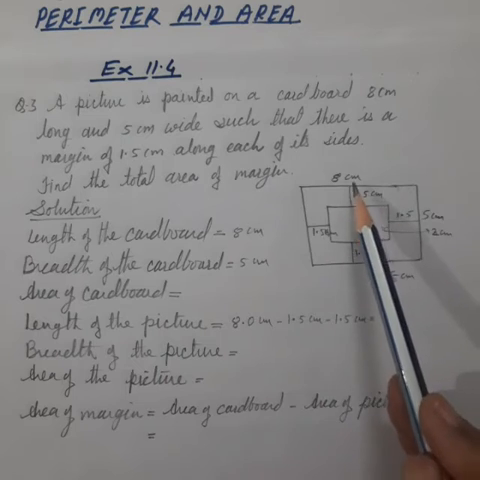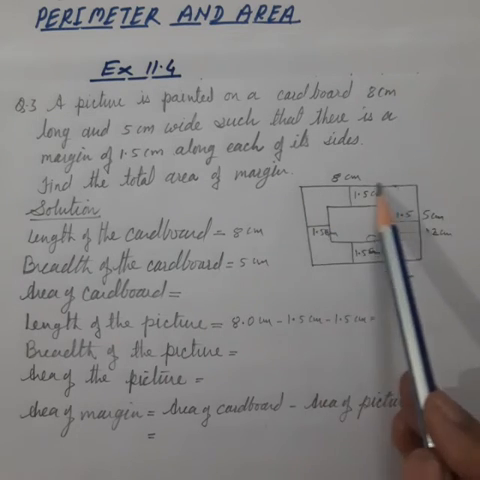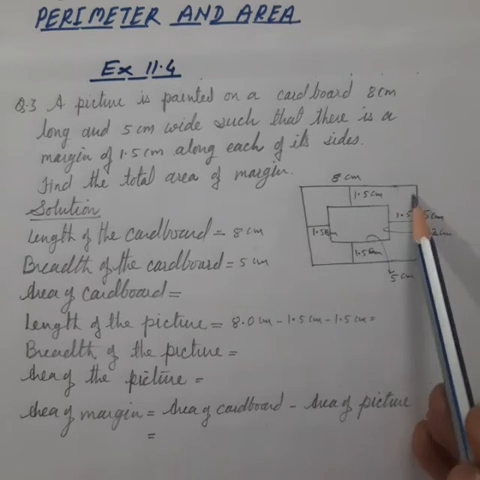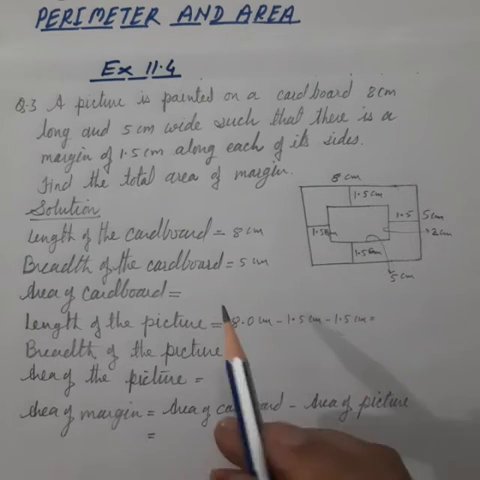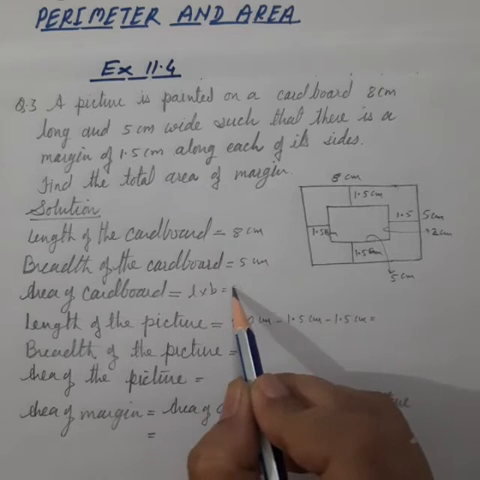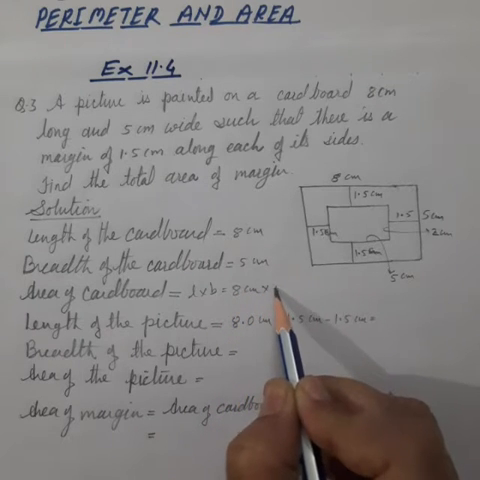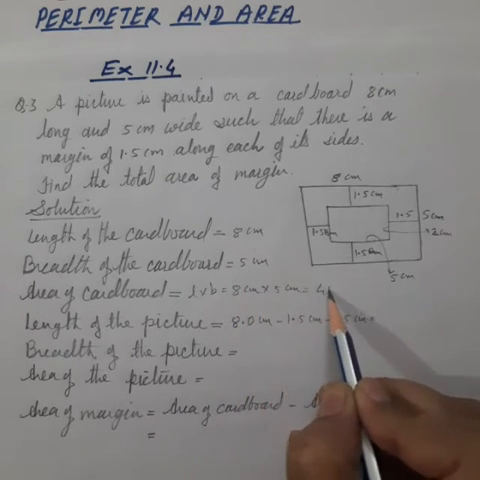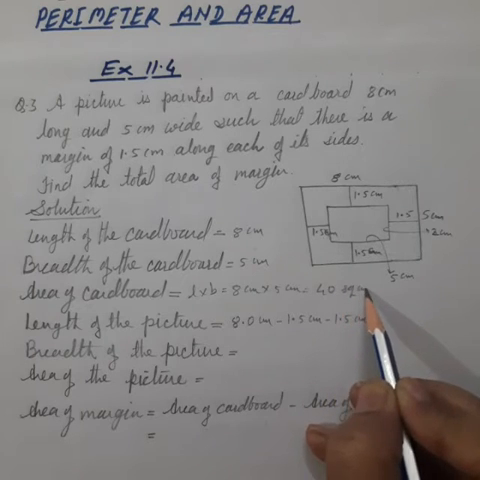So let us find out the area of cardboard first. Length of the cardboard is 8 cm. Breadth of the cardboard is 5 cm. It is in rectangular shape. So area is length into breadth. 8 cm into 5 cm. 8 5s are 40 square centimeter.